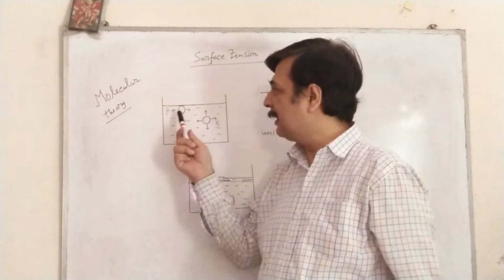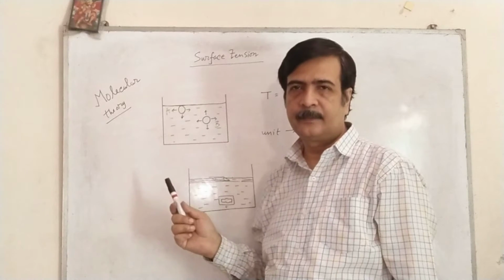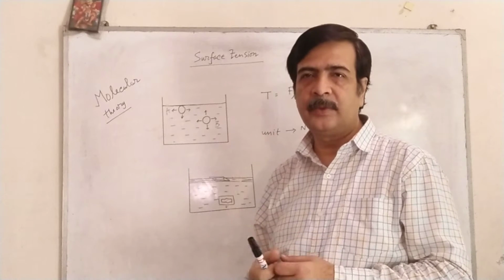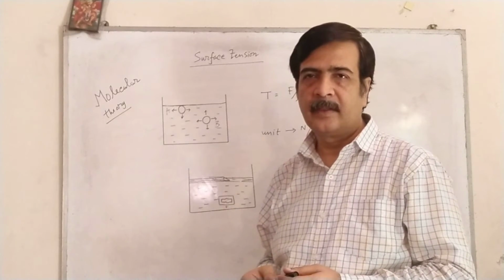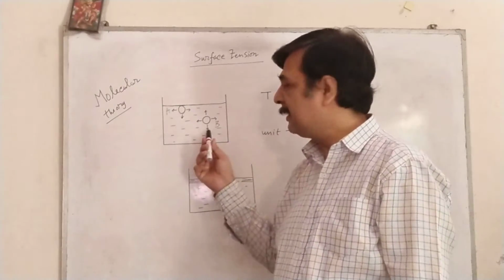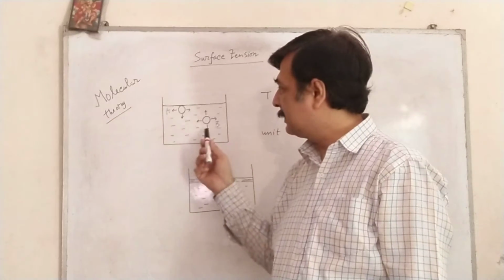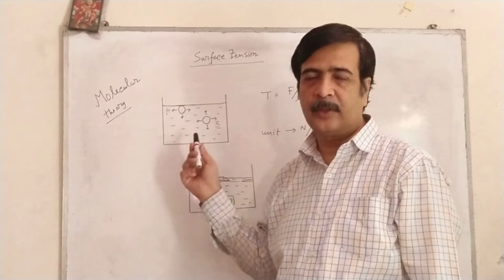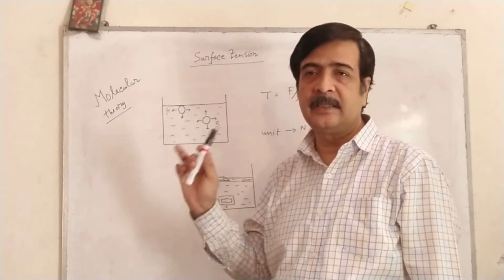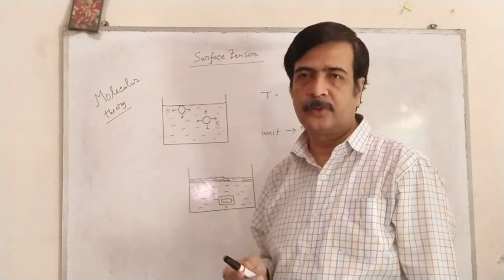For this one, you can see that lateral forces and downward force are there due to the attraction of the other liquid molecules, what we call intermolecular force. But for this liquid molecule B, we get forces from all sides: lateral forces, upward forces, downward forces. But the liquid molecule which is just touching the surface gets the lateral force and the downward force, not the upward force.